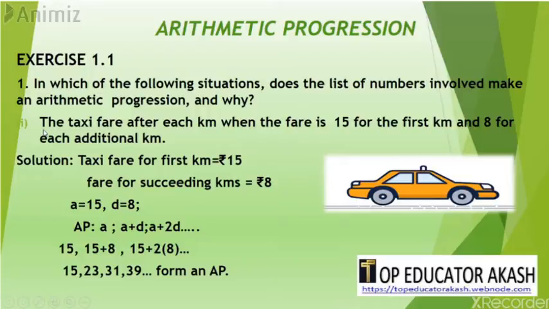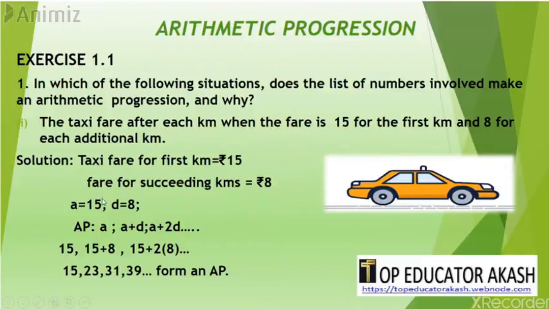The first question, the taxi fare after each kilometer when the fare is rupees 15 for the first kilometer and rupees 8 for each additional kilometer. Here it means that there is a taxi. If we travel in this taxi, we have to pay a fixed charge, that is rupees 15 for the first kilometer, and for succeeding kilometers it will be rupees 8. Here taxi fare for the first kilometer will be rupees 15 and fare for succeeding kilometers will be rupees 8.